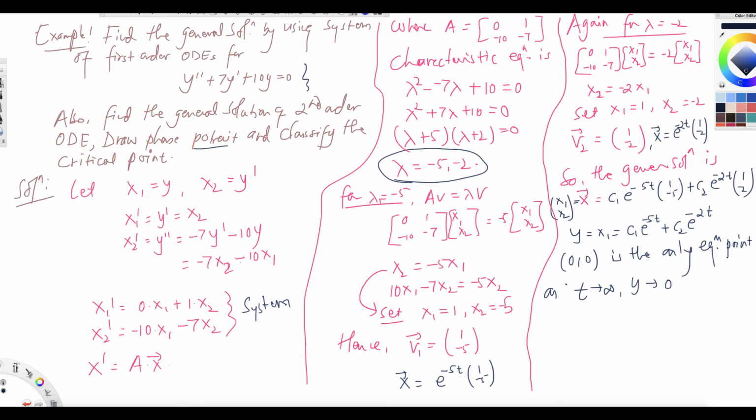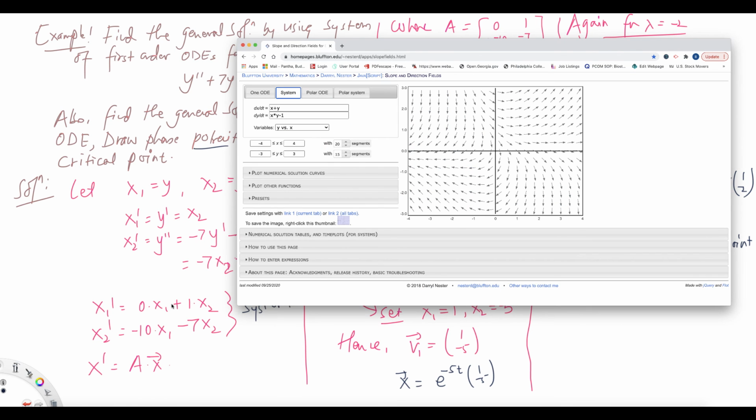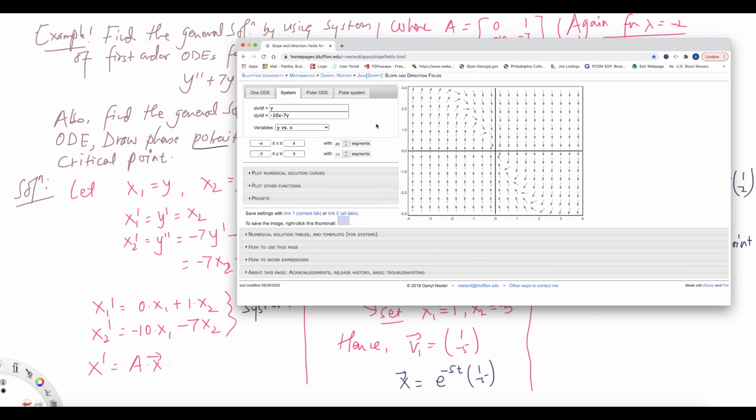But if you want to draw the phase portrait, it is x1 prime equals x2. That will be just y, right? And x2 prime is negative 10x1 minus 7x2. That will be negative 10x minus 7y. You see that? This is what you get. So everywhere, if you start from any point there, it is going to 0. Wherever you start, it is going to 0 anyway. Meaning that (0, 0) is a stable equilibrium point. All right, guys.